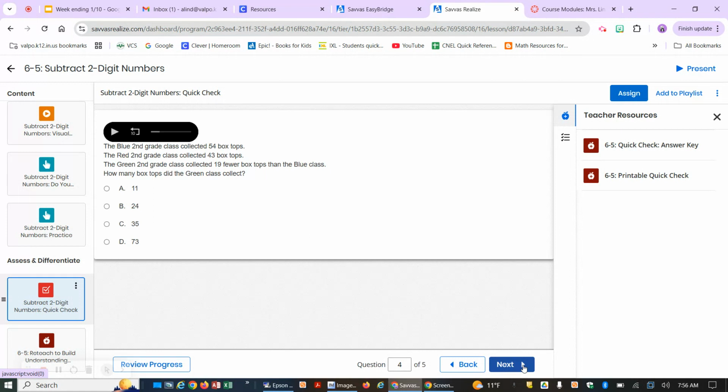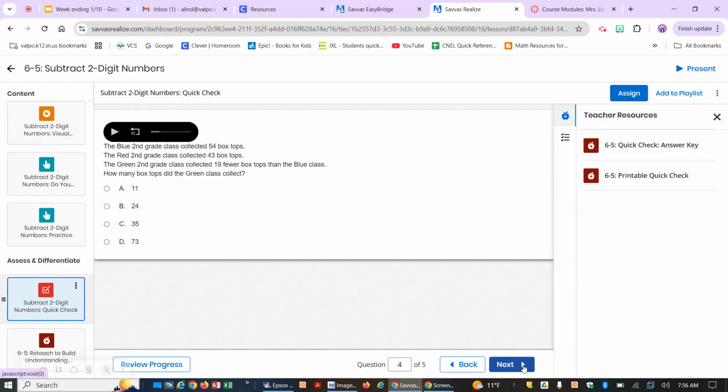The blue second grade class collected 54 box tops. The red second grade class collected 43 box tops. The green second grade class collected 19 fewer box tops than the blue class. How many box tops did the green class collect?